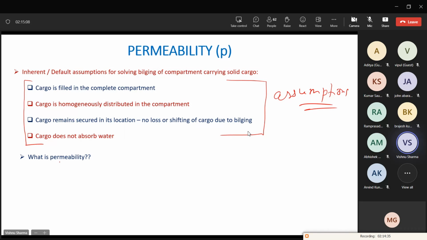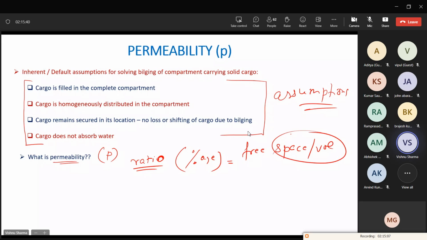Then we come to permeability, represented by small p. Permeability is the term which will tell us how much volume is free for the water to occupy. What is it? It's a ratio, expressed in percentage, of what? Free space in a compartment, free space or free volume, whatever you want to say, divided by the total volume of the space. This free space or volume is the space which is not occupied by cargo. It is available for the water to occupy.